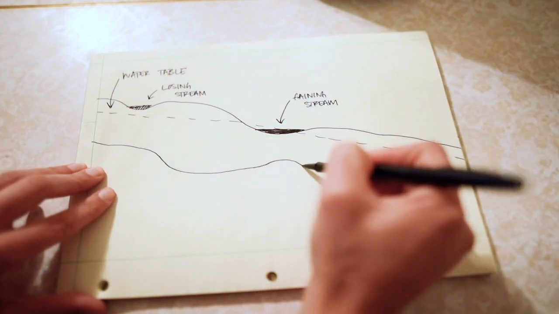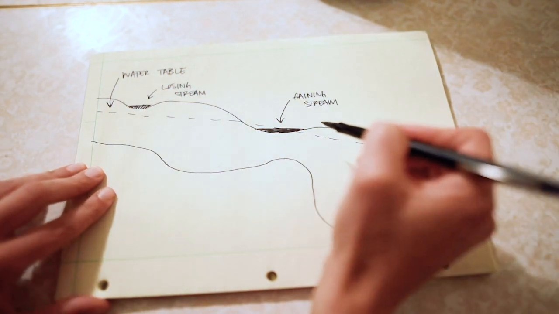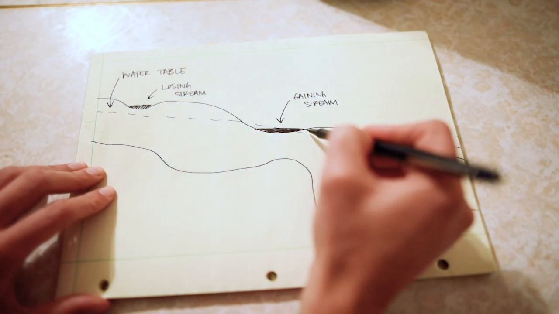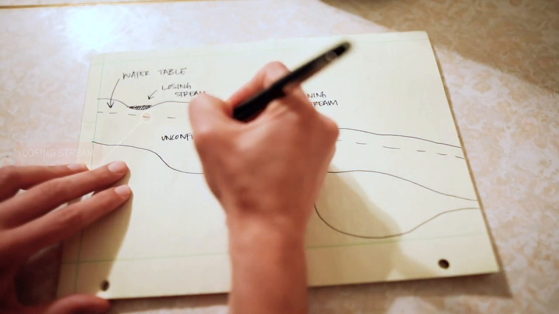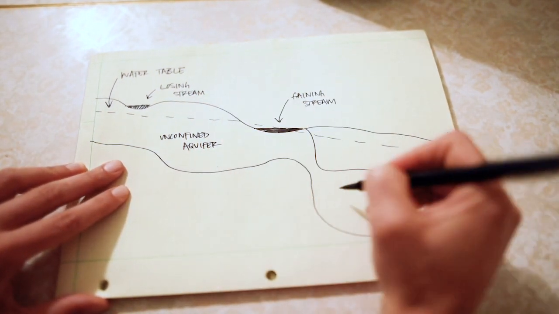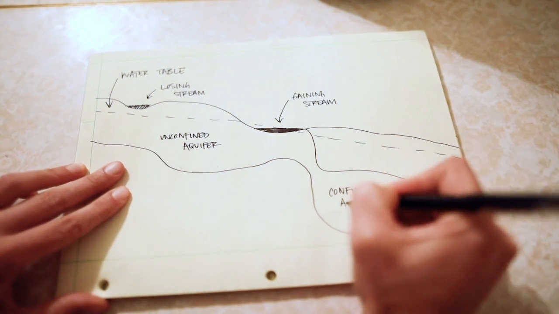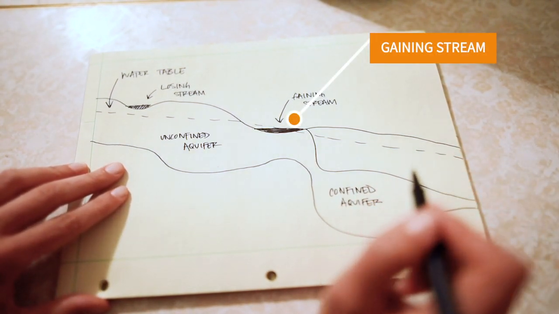In some places, stream channel bottoms are above the water table, and water moves from the channel into the surrounding area. This is called a losing stream. In other places, a channel bottom is lower than the water table, and water from the subsurface moves into the stream bed. This is called a gaining stream.